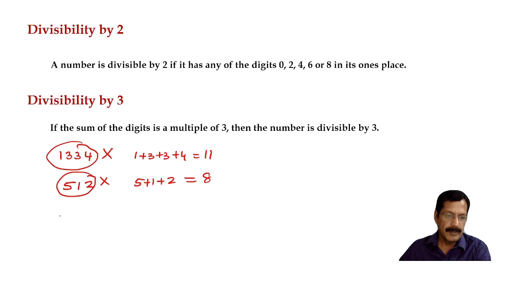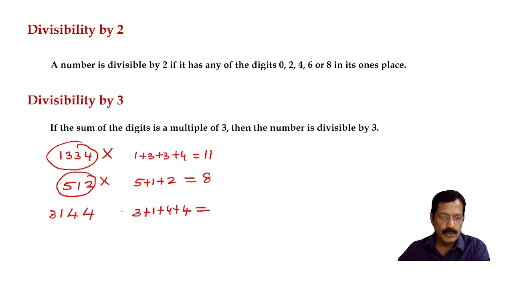Now, let us take another number. The number is 3144. Let us check the sum of the digits. So, 3 plus 1 plus 4 plus 4, that is equal to 3 plus 1 is 4, 4 plus 4 is 8, 8 plus 4 is 12. 12 is a multiple of 3. So, the given number 3144 is divisible by 3. Now, this is the procedure of checking the divisibility by 3.